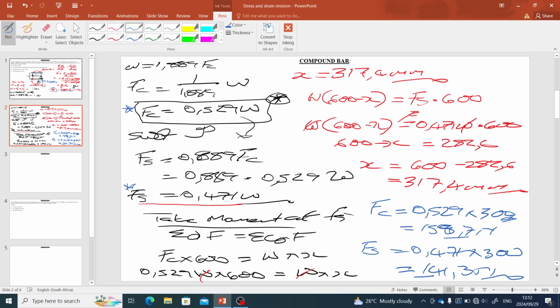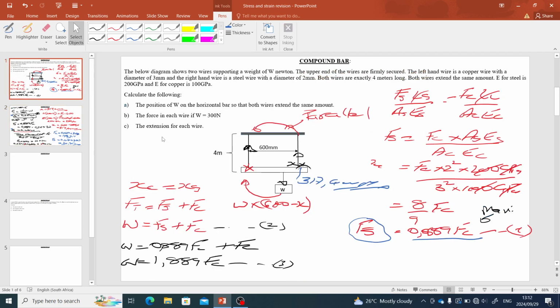Then the third question and the last question, they want us to calculate the extension. We know that XS equals to XC. Whether we use everything that has to do with steel or copper, the answer would be the same and the correct one. Now it will be XS equals to XC equals to FL over AE. Then when you substitute, you are having the force. It doesn't matter which force you want to work with. If you want to work with the force of your steel, we did determine it, or the force on the copper, we did determine it.